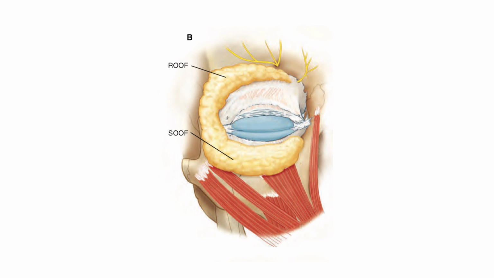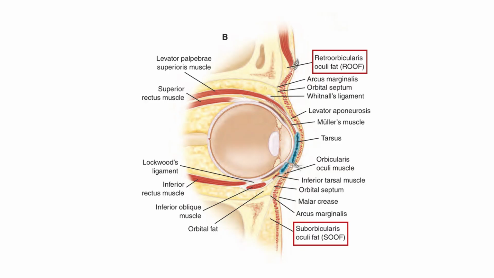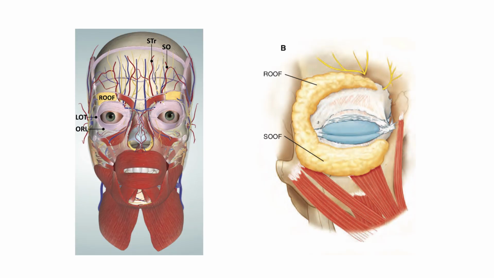For example, the periorbital fat is divided into ROOF and SOOF, which are the retro-orbicularis oculi fat and sub-orbicularis oculi fat. Most people think that ROOF and SOOF are present over the upper eyelid and lower eyelid respectively. But that is incorrect, because the ROOF is present exactly beneath the eyebrow and the SOOF is present below the orbital rim. The ROOF extends medially up to the supraorbital vessels and nerves, while laterally it enters the temporal region and connects to the SOOF also.